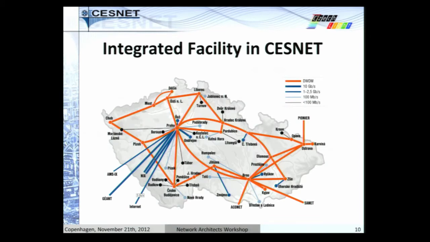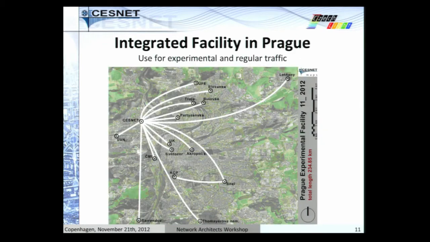Now I will tell something about the integrated facility in CESNET. Here is the map of the CESNET2 network. Orange lines are our DWDM backbone, consisting of Cisco equipment and our own CzechLight equipment, which is developed in CESNET and manufactured under CESNET license. Here is the DWDM network in Prague. It consists of 234 kilometers of dark fibers, which are lit by CESNET CzechLight equipment.